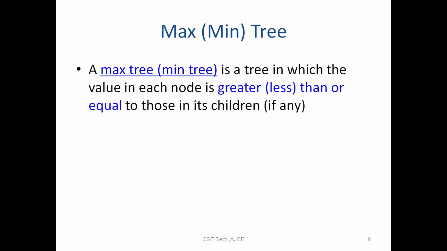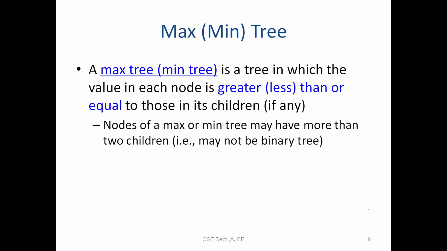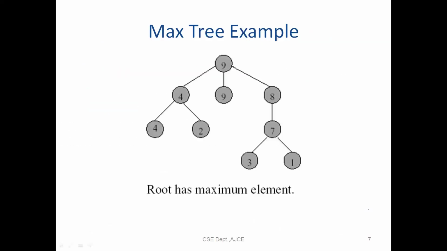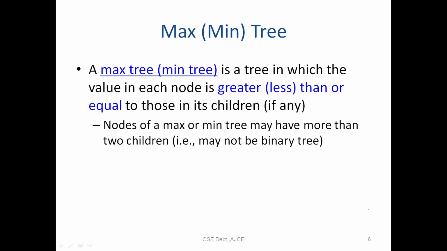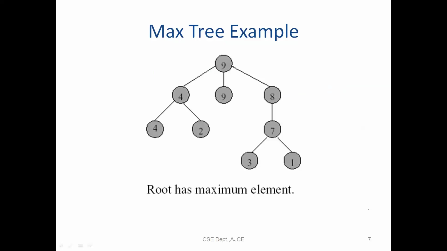Now this is an example of a max tree. So simply if you say a max tree, it may not be a binary tree. It can have more than two children. The simple tree means you can have n children, depending on the order of the tree. So a max tree is a tree in which the value of each node is greater than or equal to those of its children. So we'll see what it is, and it may not be a binary tree. So you can see this is an example of a max tree.